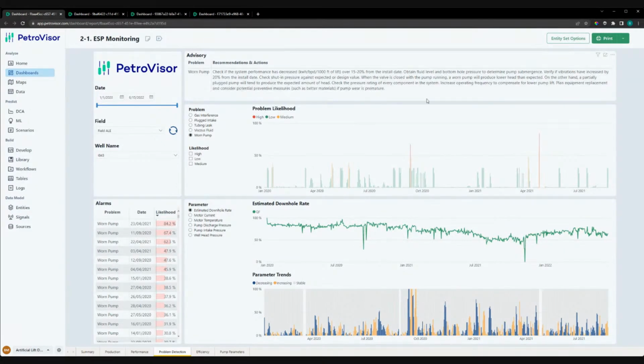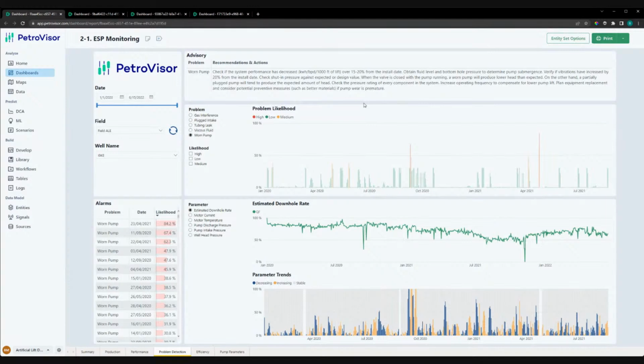We have this advisory system built in to PetroVisor that can either be our recommended actions, but most likely this is your recommended actions for your specific areas as it relates to how you want your operators to approach these different problems and these different issues with that pump. So here, a worn pump, this is how our out-of-the-box terminology, which would be changed customer to customer.